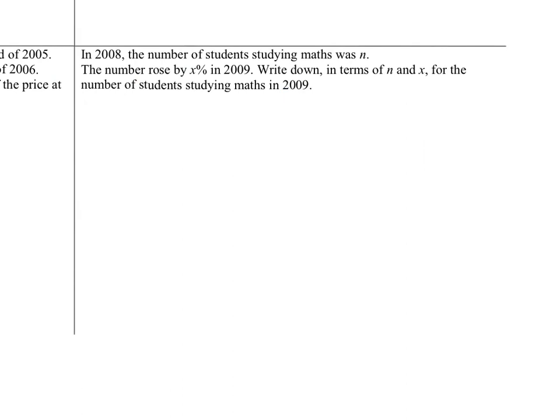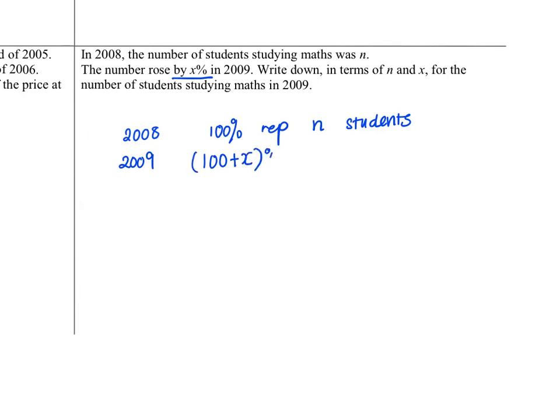Moving on, now we'll look at some examples that involve a little bit of algebra in terms of percentages. In 2008, the number of students studying math was N. It rose by X% in 2009. So 2008 is the original number. That means it's 100%. 100% is represented by N students. Okay, in 2009, the number increased by X%. That means I'll have 100% plus X%.